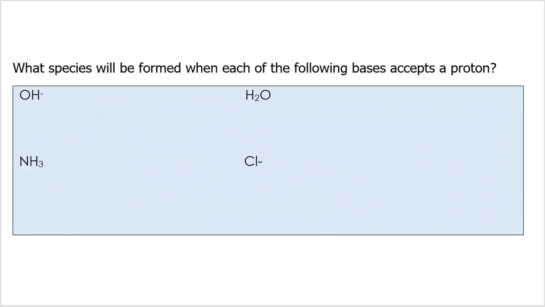Let's go back and do a little review to end this video. What would we form if each of these species accepted a proton and by doing so therefore acted as a base? Well, OH minus plus a proton takes us to water, H2O. H2O adding a proton goes to H3O plus, the oxonium ion. NH3 gaining a proton goes to NH4 plus, the ammonium ion. And Cl minus would be HCl, hydrochloric acid. So that takes us to the end of video 1.